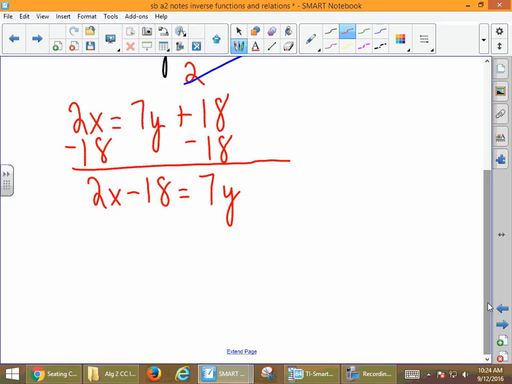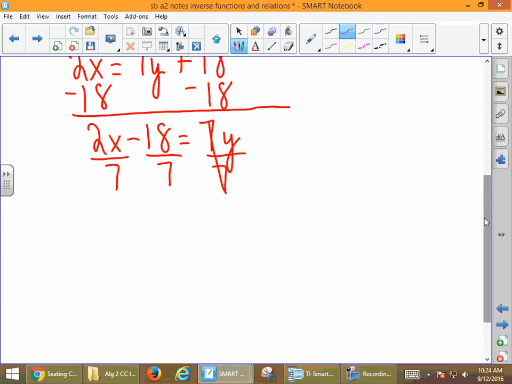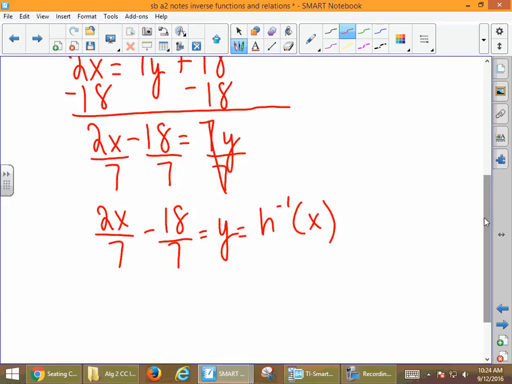And then finally it's 7 times y. The opposite operation is to divide by 7. And we end up with 2x over 7 minus 18 over 7 equals y. And in inverse notation, that's h to the negative 1 of x.